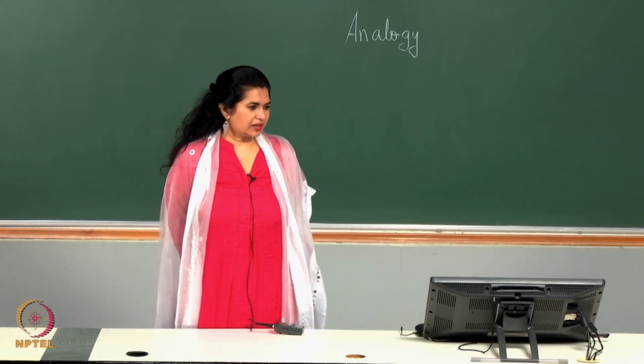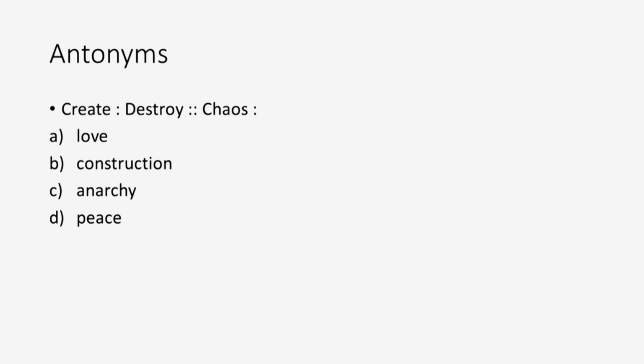Let us look at this type now. Look at the slide please. Antonym type. Create is to destroy, opposite of chaos: is it love, is the opposite of chaos construction, is the opposite of chaos anarchy, or is the opposite of chaos peace? What should be the correct answer?